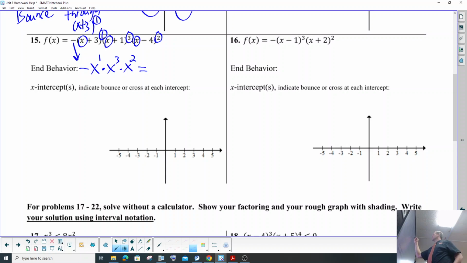And so to find the end behavior, we have to multiply all that out, add the powers. So we get negative x, 1 plus 3 plus 2 is 6. Right? So it's negative x to the even power, which means, what's the end behavior? Down, down. Even means both together, either up or down. And it's negative, so down, down.